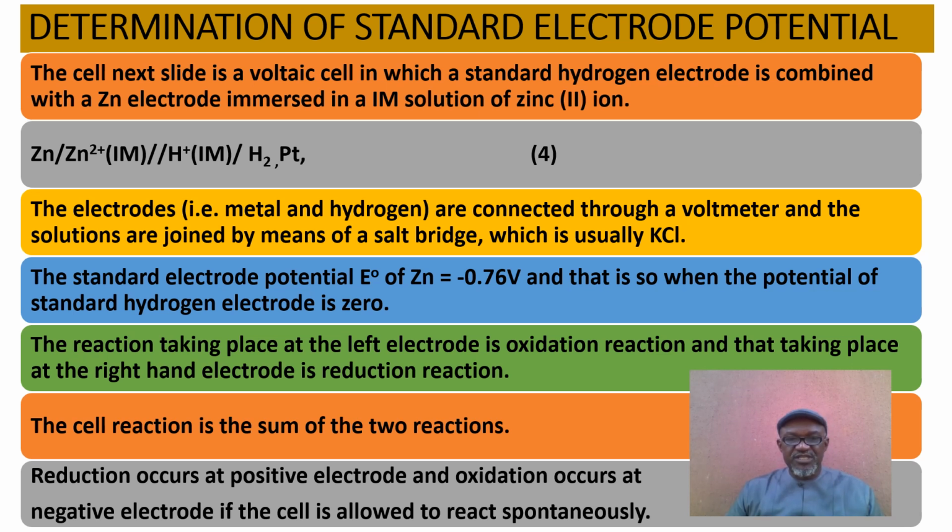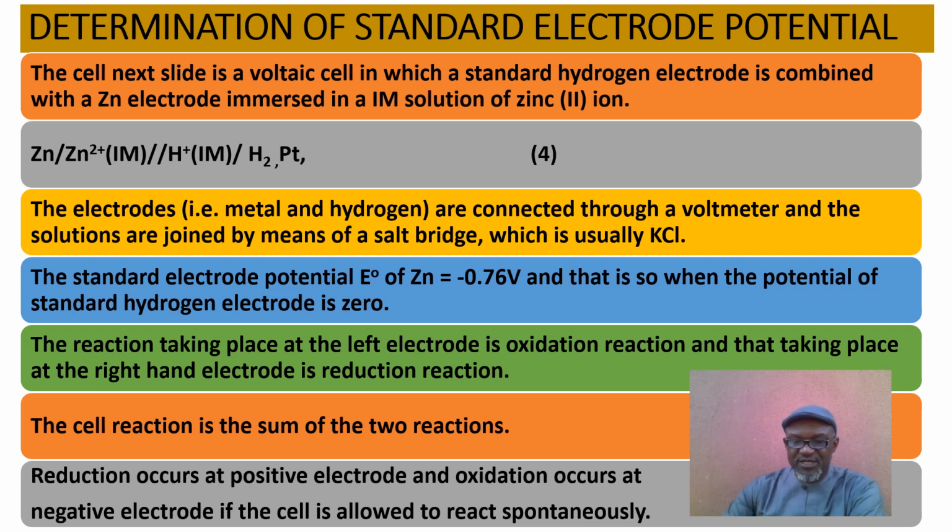Now, the standard electrode potential of zinc is minus 0.76 volts, and that is so when the potential of the standard hydrogen electrode is 0. So zinc is more negative. The reaction taking place at the left electrode is an oxidation reaction, and that taking place at the right-hand electrode is a reduction reaction. The cell reaction is the sum of the two reactions. So we can see this equation 4.